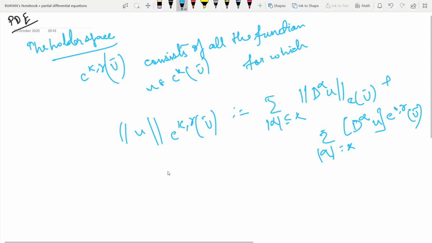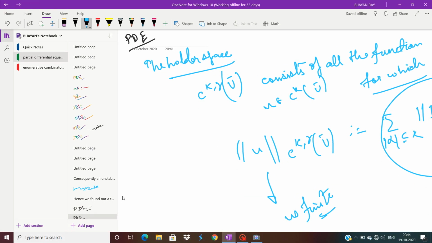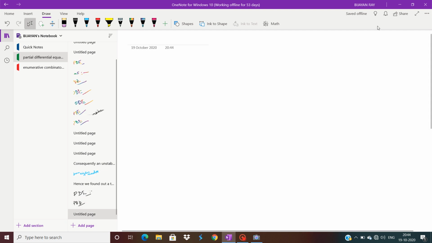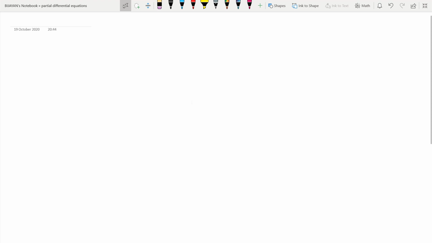Such that for which this is finite. This is defined to be that, so this whole thing should be finite, for which this is the Holder space, the definition of Holder space. Let's discuss a theorem. Since the proof is very simple, we shall leave it as an exercise. Giving exercises in mathematics is very common and very useful for students. So let's just leave the proof as an exercise.